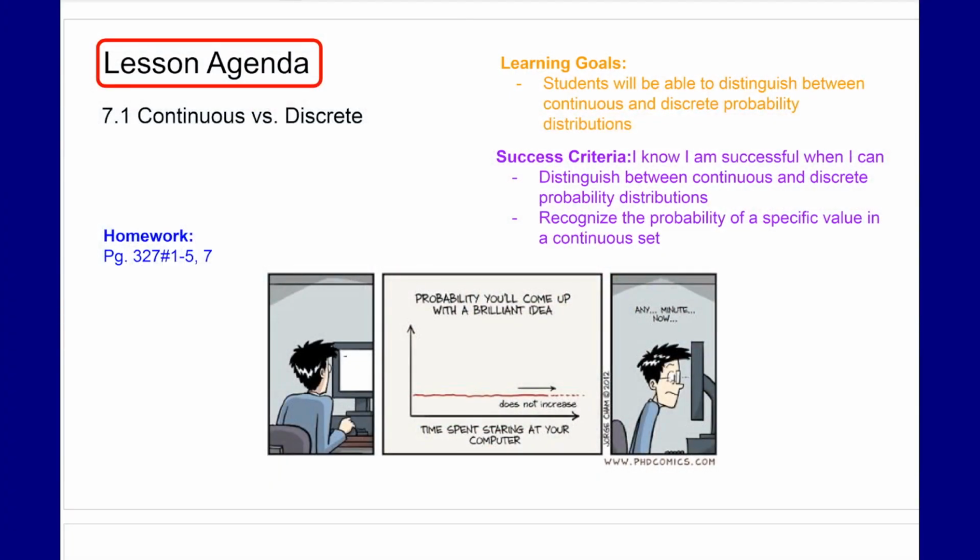In today's lesson, we are going to be looking at continuous versus discrete probability distributions. We've already looked at discrete probability distributions before. That was the uniform distributions, binomial, and hypergeometric. But now we're going to make the shift to continuous.